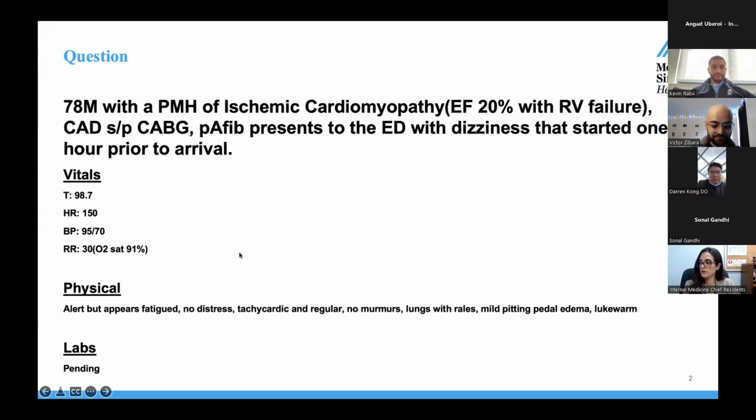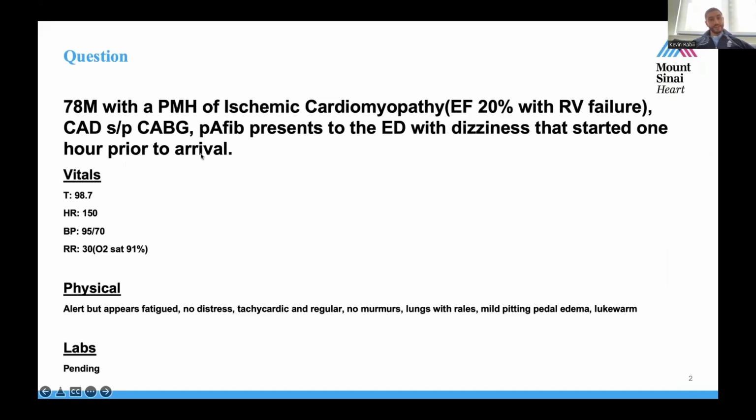So I'll start with a case, and this is very similar to consults we get overnight. We have a 78-year-old male with a past medical history of ischemic cardiomyopathy, EF is 20%, with RV failure, a history of coronary disease with a CABG, and paroxysmal AFib. The patient comes into the ED with dizziness that started 1 hour prior to arrival. Looking at the vitals, the patient's afebrile, the heart rate's around 150, the blood pressure is low normal around 95/70. He's a little bit tachypneic with a respiratory rate of 30.